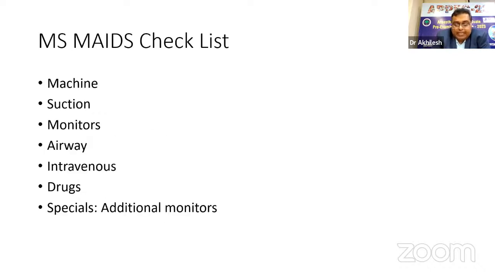Now, some people say that yes, we talked about the machine, but anesthesia is not only about the machine. It's about all other things. So they say that there is a MS MAID checklist. This again can be asked in the exam. It's machine, suction, monitor, airway, check that your intravenous line is secured, drugs are available, and if you are attaching any additional monitors, make sure that they are okay.